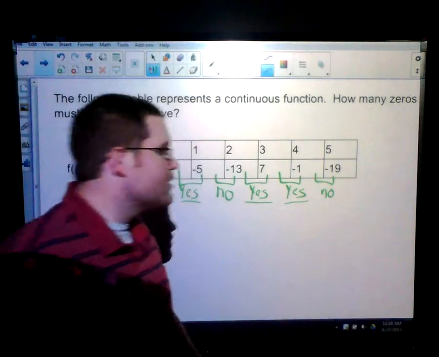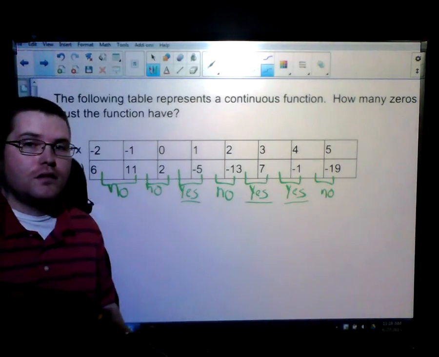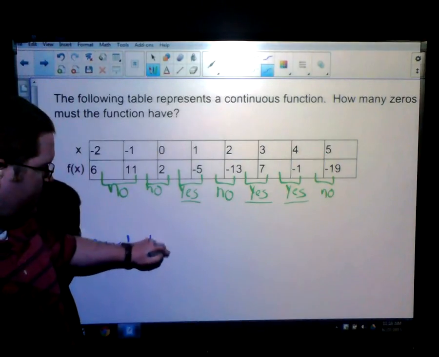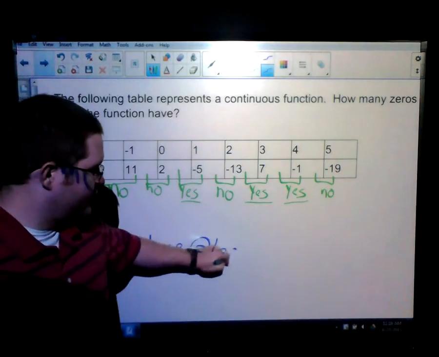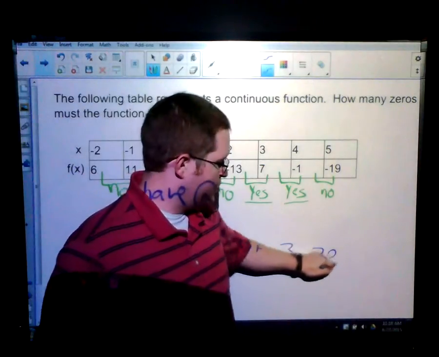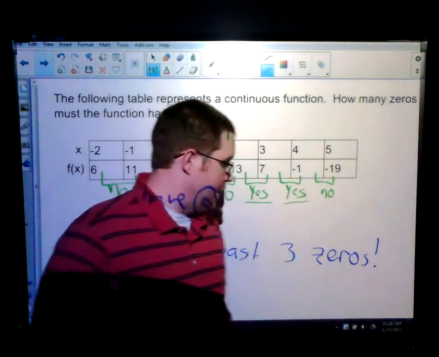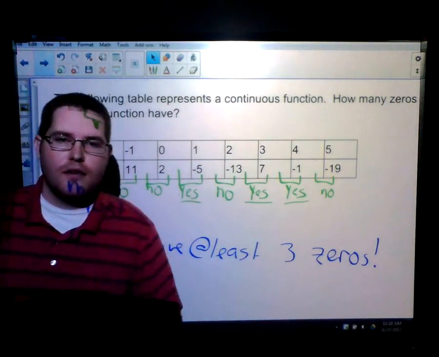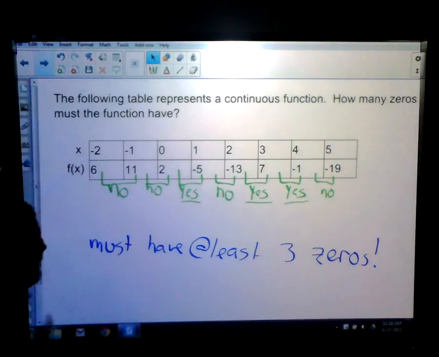So how many zeros does this function have? We don't know. But it must have at least 3 zeros. It might have 3,000. I don't know. I don't know what goes on in between here. But if it's continuous, then it has to have at least 3 zeros.